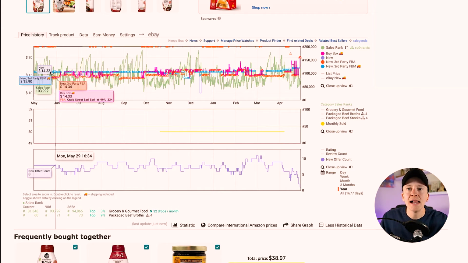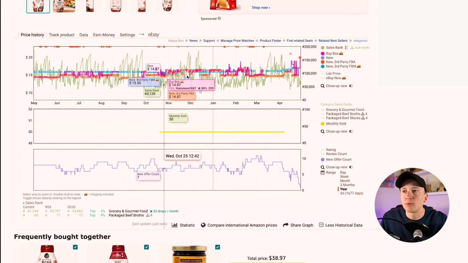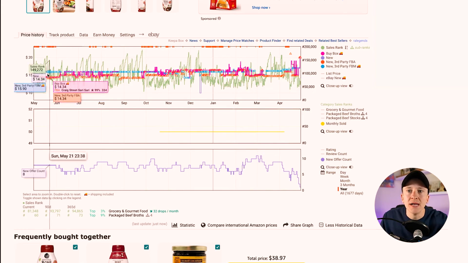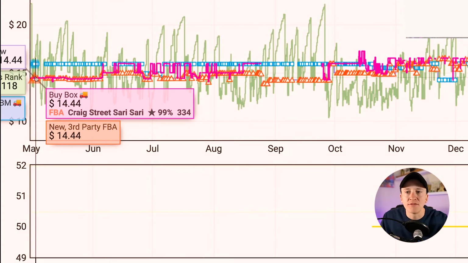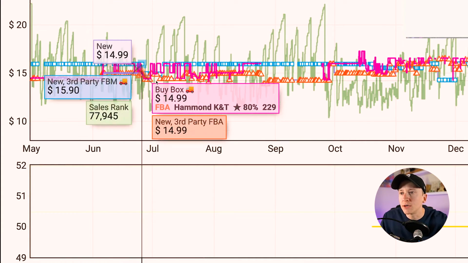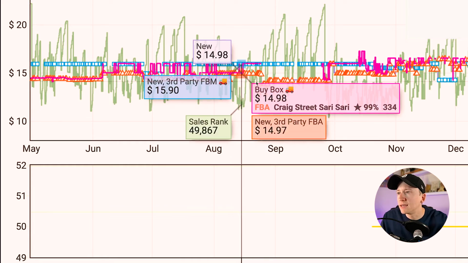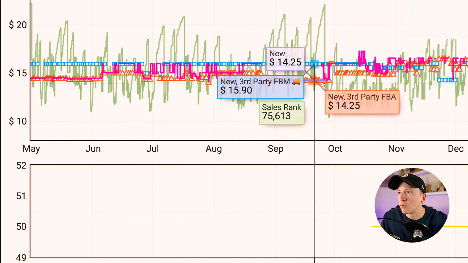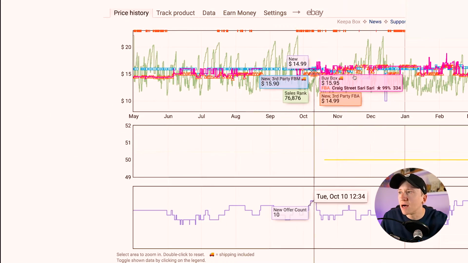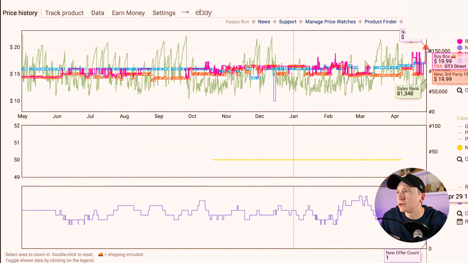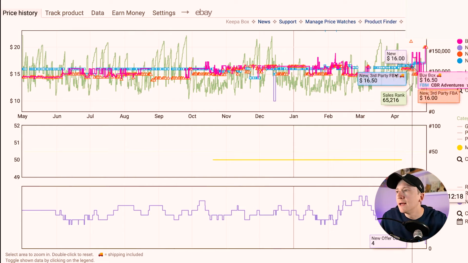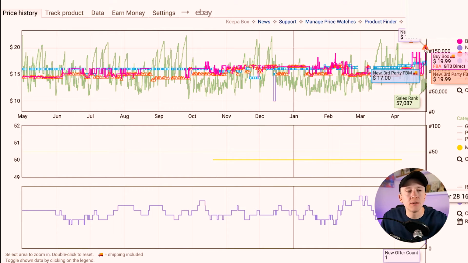Now, typically, I recommend taking a look at where the price lands throughout this year. And it seems to land for this particular product, if I zoom in on this, at $14.44 here. It goes up to $15.99, I think I saw $15.96, $14.25, $15.95. So it seems to be anywhere from $14 to $16. Right now, it's all the way up to $20. But if I were to be buying this product, I wouldn't be evaluating it based on $19.99.